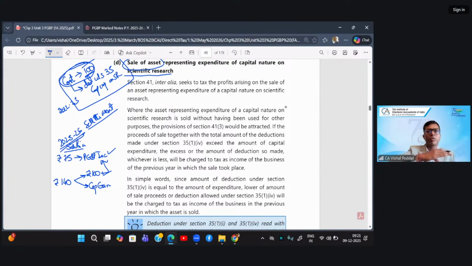So I had allowed deduction of 100. Up to that extent, whatever is recovered, it is my income under 41. Recall the logic of 41: deduction allowed in past, now reimbursed or recovered, that will be treated as PGBP income. But if I receive something extra, so this 40 I'm receiving over and above the amount which I had claimed as deduction earlier, this 40 cannot be treated as PGBP.